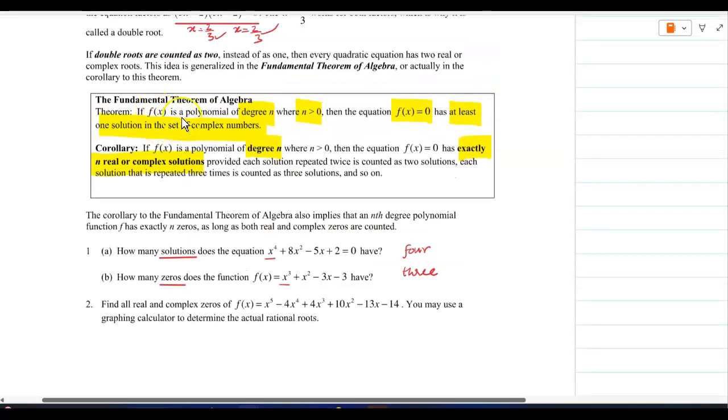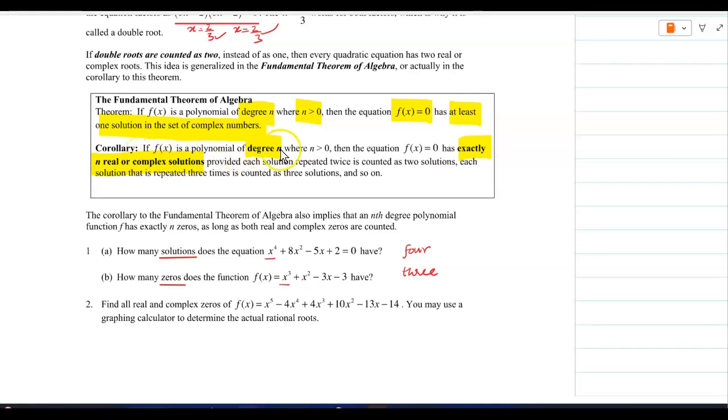So if f(x) is a polynomial of degree n where n is greater than 0, then the equation f(x) equal to 0 has at least one solution in the set of complex numbers. At least one solution in the set of complex numbers. N is greater than 0 means anything. If it's greater than 0, it will have at least one solution, right?